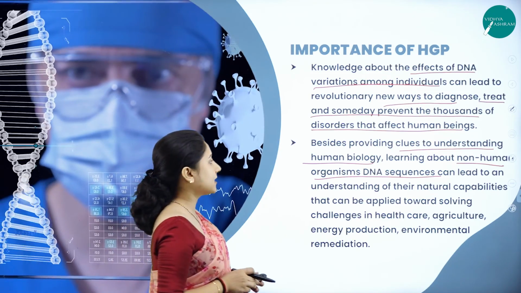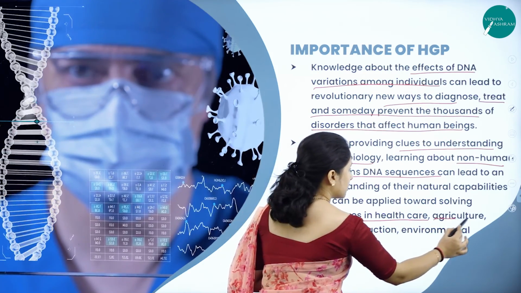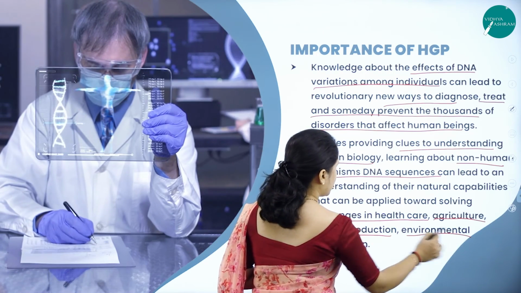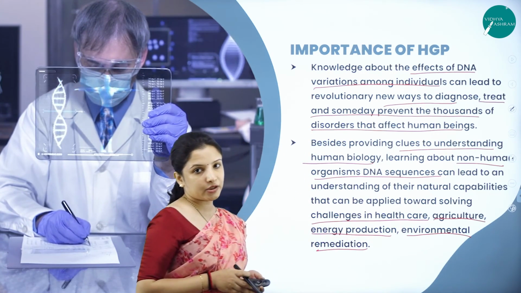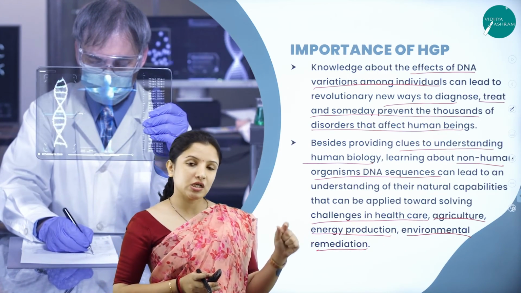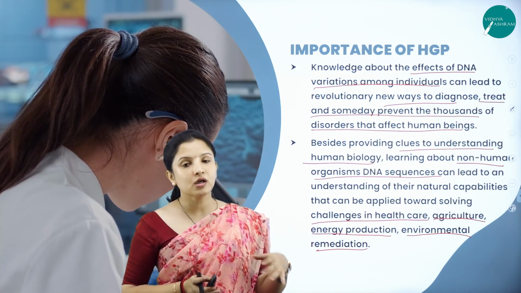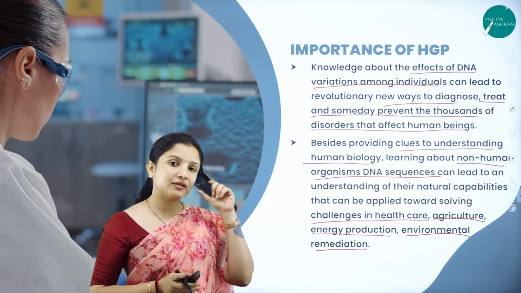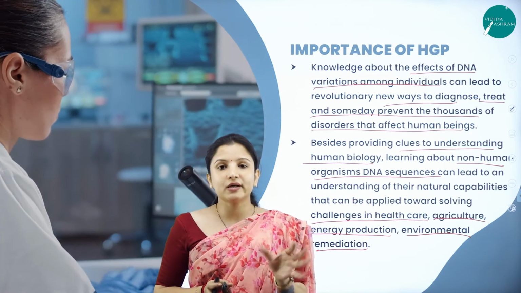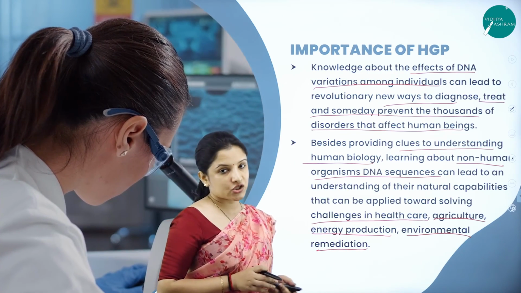All this sequencing can actually be applied to solving challenges in healthcare, to overcome agricultural problems, in energy production, and environmental remediation. For all these it can be used. Say for example, environmental remediation. A particular gene in a particular bacteria can be altered so that the bacteria can be used for cleaning of the environment. Like that, if the data is available in the computer, you can do it there itself and then go in for laboratory study. So that is the importance of HGP here.